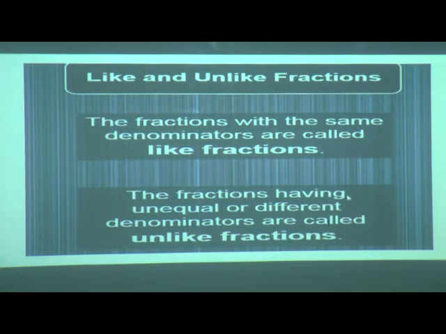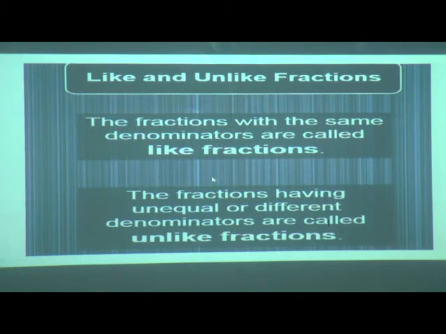The fractions having unequal or different denominators are called unlike fractions. Here we have some fractions; write some fractions of your own in your notebook and check whether the denominators are equal. If the denominators have the same number, then it is like fractions. If the numbers in the denominators are different or unequal, then it is unlike fractions. So you know what like fractions and unlike fractions are.